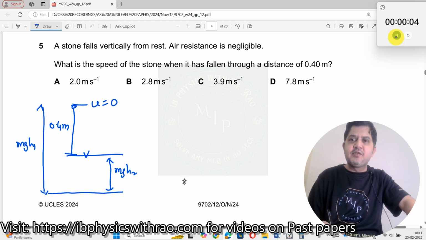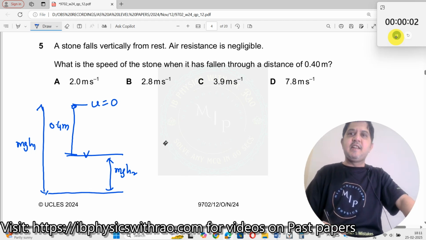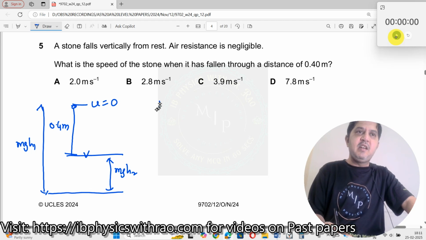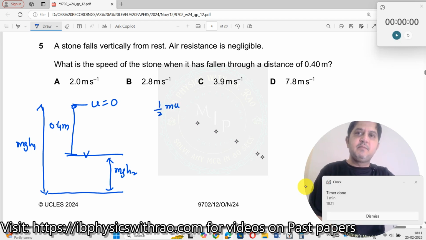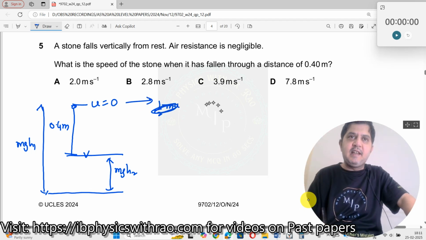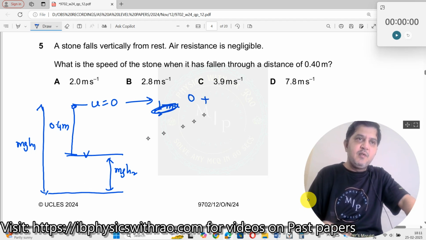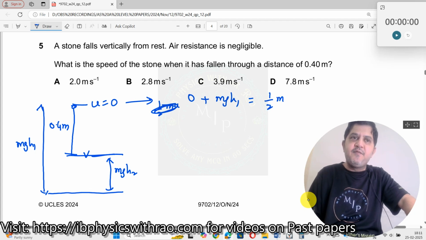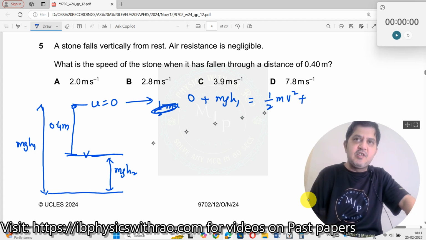If I use conservation of energy, what can I get? I can write kinetic energy at this point, because you're dropping it from there, as half mu square, which is 0. Potential energy at this point was mgh1. When it came here, the kinetic energy is half mv square plus the potential energy mgh2. I can write it like this.